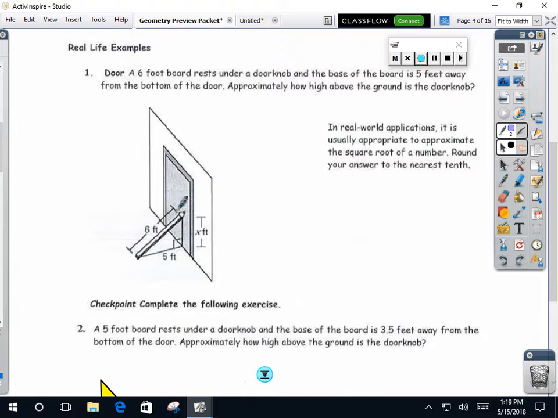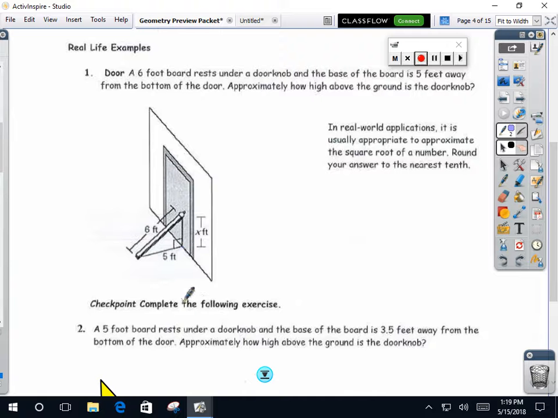Okay, so what we have here is a door. The doorknob's right there, and they have placed a 6-foot long board up under the doorknob, I guess to prevent somebody from opening the door and coming in. And they say that the board is 6 feet long, and the base of it is 5 feet away from the door. They want you to figure out how high above the ground is the doorknob, so this height.